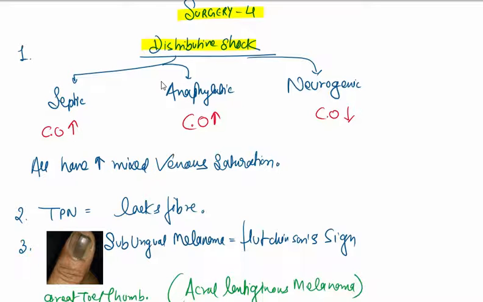Distributive shock can be septic, anaphylactic, or neurogenic shock, and all of them will have increased mixed venous saturation. Septic and anaphylactic shock show increased cardiac output, except neurogenic shock, which shows decreased cardiac output.